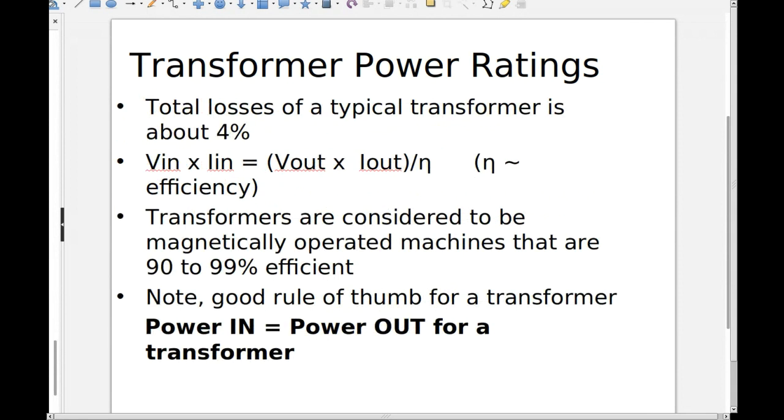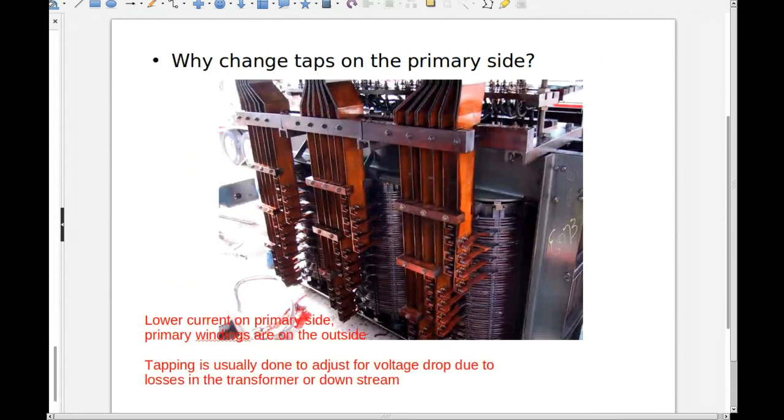I'd say a lot of transformers are considered somewhere between 90 to 99% efficient. Like that other slide had 75%. If you have 75%, that's not very efficient. Another thing you see sometimes is they have multiple taps on the transformers.